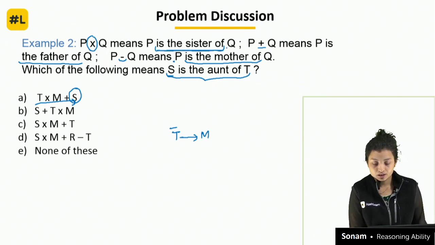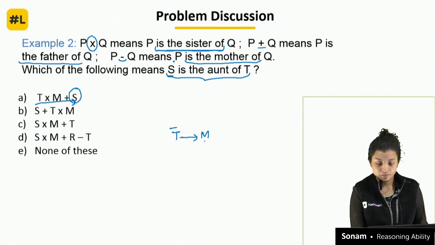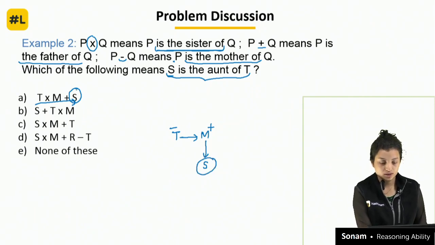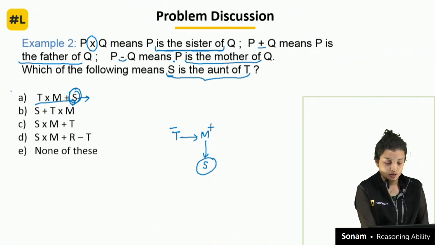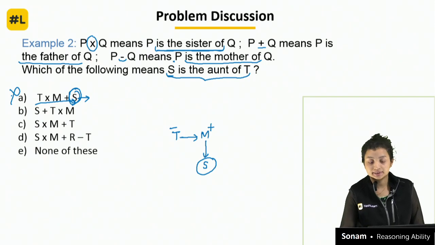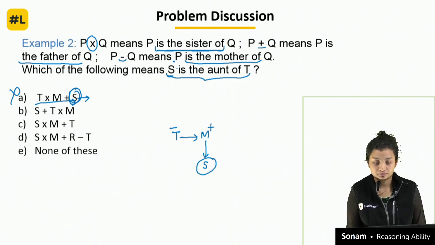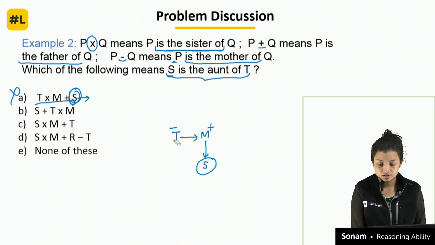So T is sister of M, okay? And M plus N means M is father of S. Do I know the gender of S? No, because the statement is ending with S, so I don't have anything further after it. So this cannot be my answer directly. By just looking at the statement, I can say that that is not my answer, because it is ending at S and I want S to be female. So first option is not my answer.